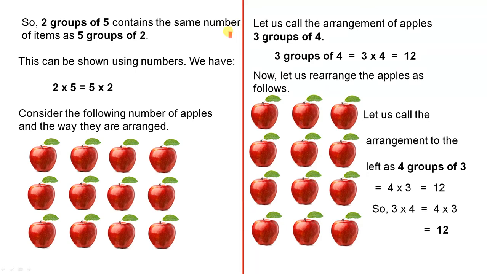So 2 groups of 5 contains the same number of items as 5 groups of 2. This can be shown using numbers. We have 2 times 5 equals 5 times 2.